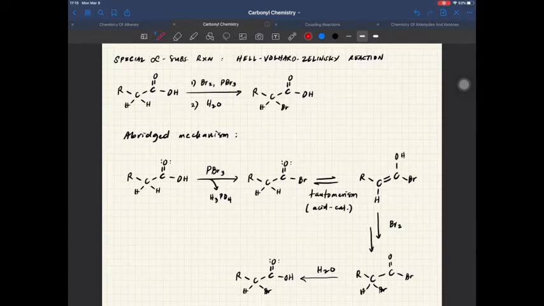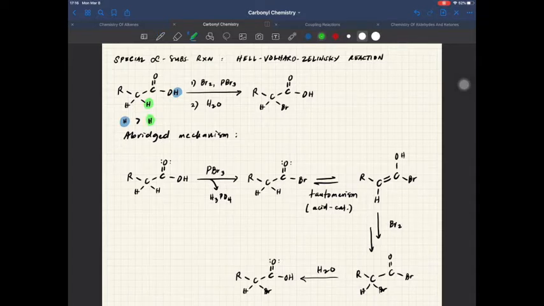The Hell-Volhard-Zelinsky reaction is an alpha substitution reaction that occurs in the context of carboxylic acids. Remember that enolization of carboxylic acids is difficult because the carboxyl hydrogen, this one, will act as a Bronsted acid that is more acidic than our alpha hydrogen. So this is our alpha hydrogen, and it is less acidic than the carboxyl hydrogen. Therefore, the carboxyl hydrogen is more acidic than the alpha hydrogen.